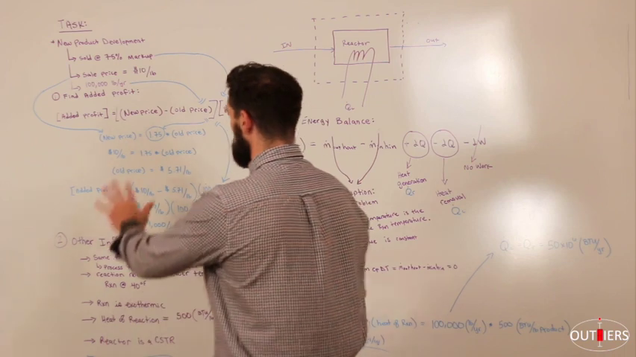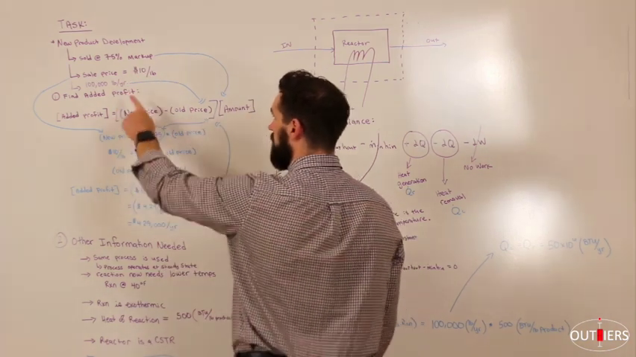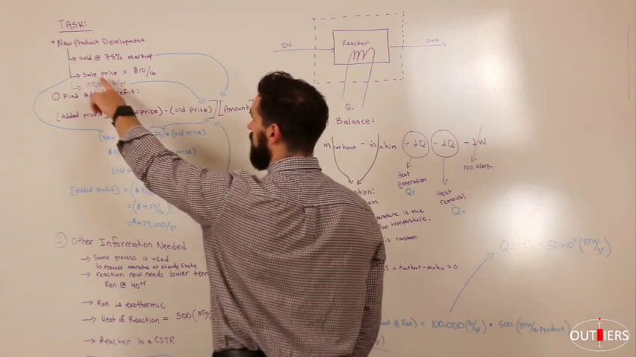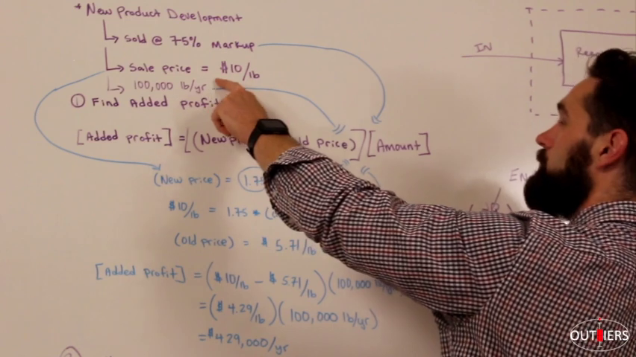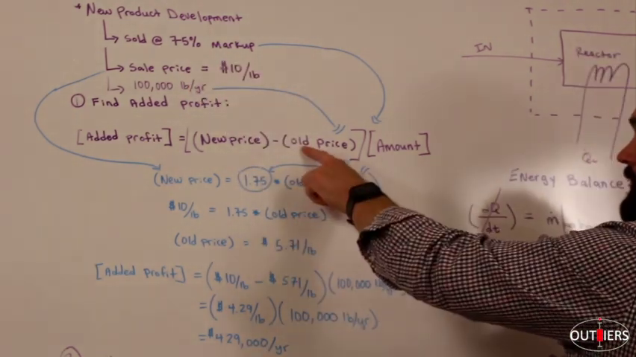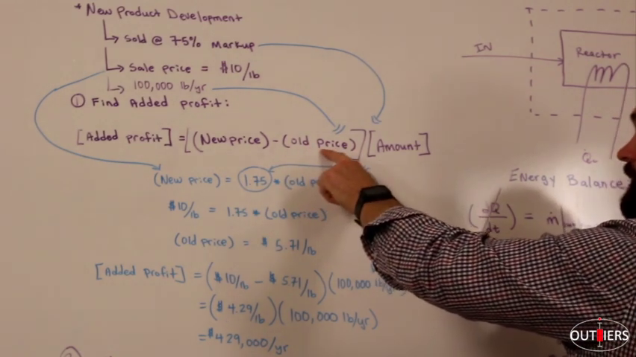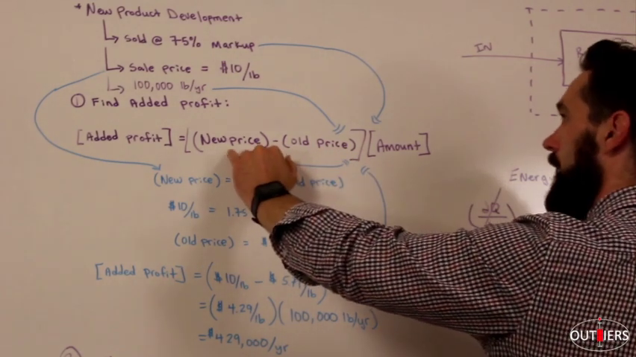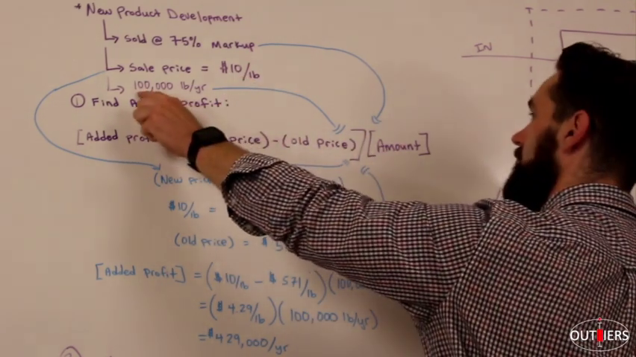So let's go through this. We have all the information here in order to make this evaluation. Now, the one thing that I didn't give you was the old price. I've given you the new price, and I've told you that the new price is 75% markup of the old price. So first, we need to find what this old price is, because I've given you the new price at $10 a pound, and I've given you the amount at 100,000 pounds per year.